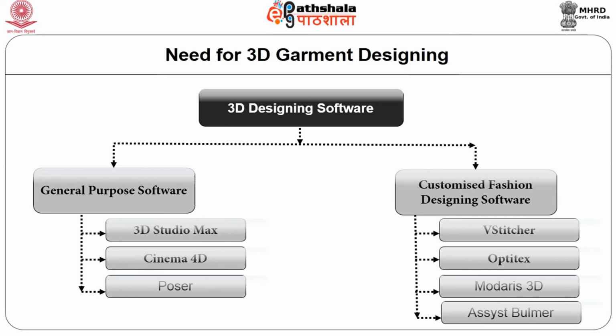The 3D designing software can also be grouped into two types. One is general purpose software and the other one is customized fashion designing software. The general purpose software includes 3D Studio Max, Cinema 4D, Poser and so on. Some of the fashion designing software include VStitcher, Optitex, Modaris 3D, Assist Bulmer and so on.